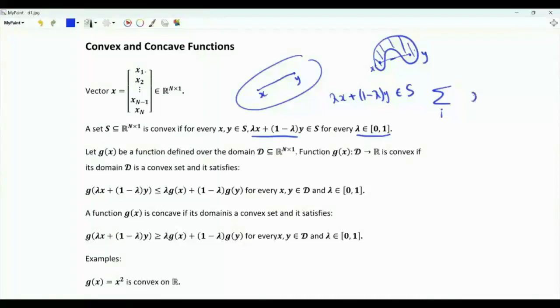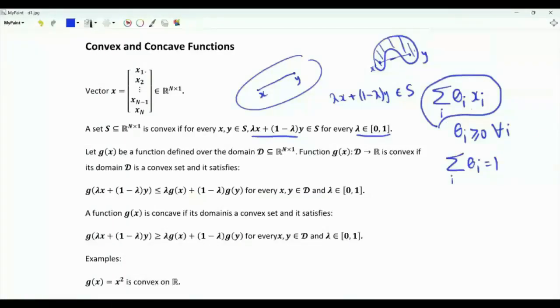Whenever we have a summation of points, each multiplied by a coefficient theta i, such that theta i is non-negative for every i, and the sum of the thetas is equal to 1, we say that we have a convex combination. A convex combination is a linear combination where the coefficients are all non-negative and their sum is equal to 1. This, of course, implies that at least one of the coefficients is strictly positive. What we have here is a convex combination of x and y. These coefficients are non-negative and their sum is equal to 1.